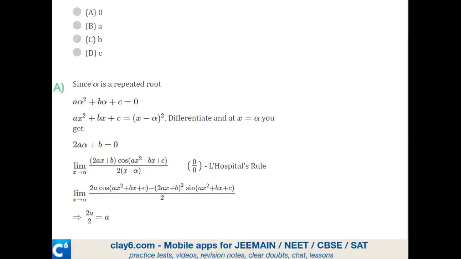So in such problems, applying L'Hospital's rule two times, cos of something is sine, but that is 0 because of 2a alpha plus b being 0. So don't even differentiate that. Then use the first term and you're set. So hence the answer is D.